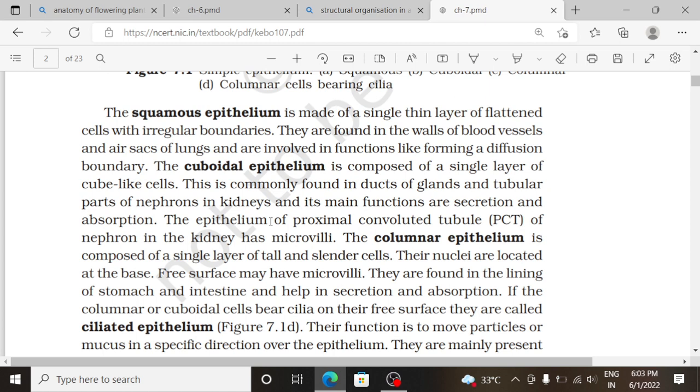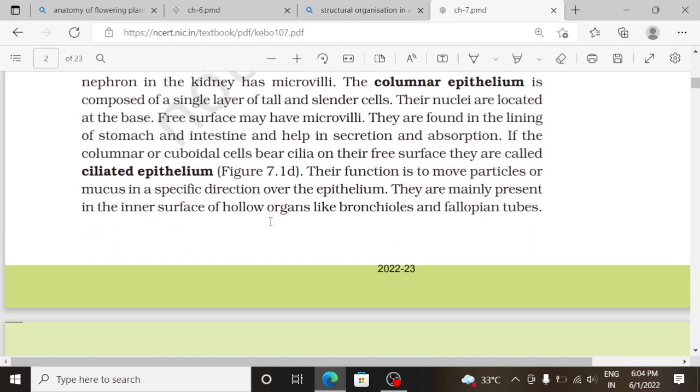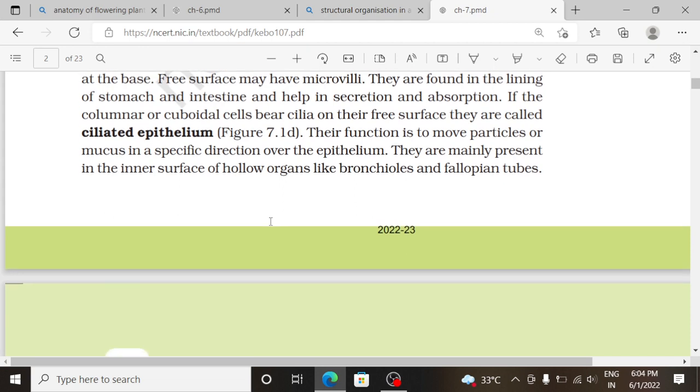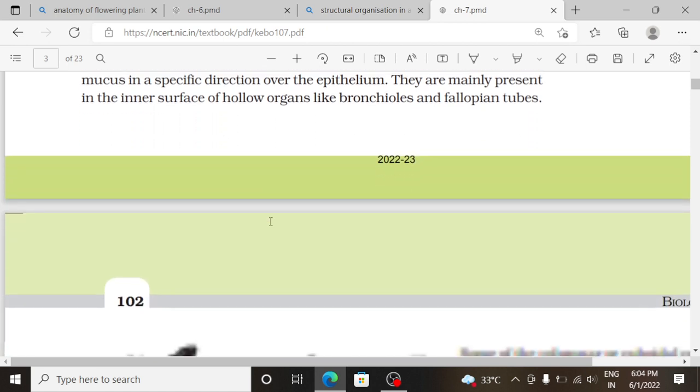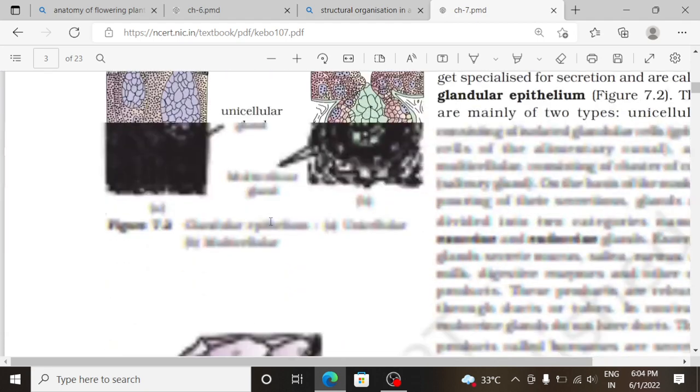The columnar epithelium is composed of a single layer of tall and slender cells. Their nuclei are located at the base. The free surface may have microvilli. They are found in the lining of stomach and intestine and help in secretion and absorption. If the columnar or cuboidal cells bear cilia on their free surface, they are called ciliated epithelium. Their function is to move particles or mucus in a specific direction over the epithelium. They are mainly present in the inner surface of hollow organs like bronchioles and fallopian tubes.